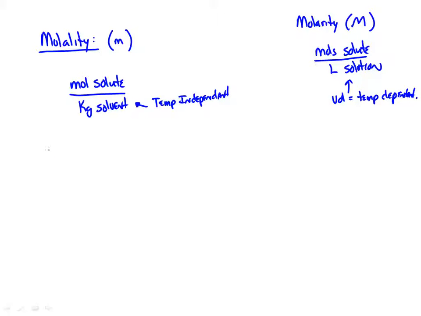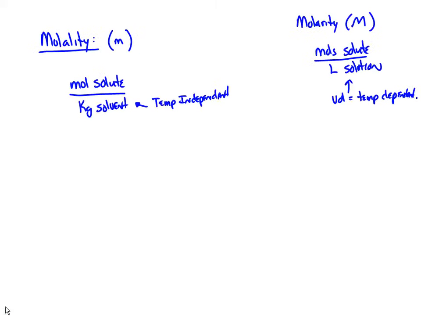So molality is what we're going to use in our equation. And then the equation for freezing point depression, do I need to slow down? Yes. You said freezing point depression? Right.